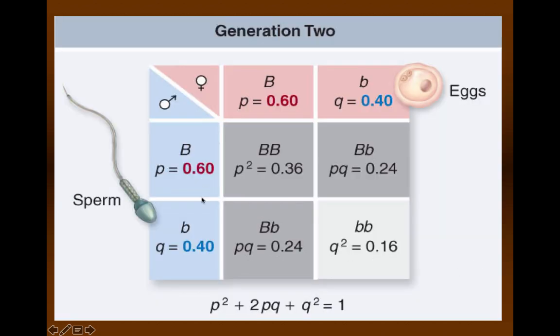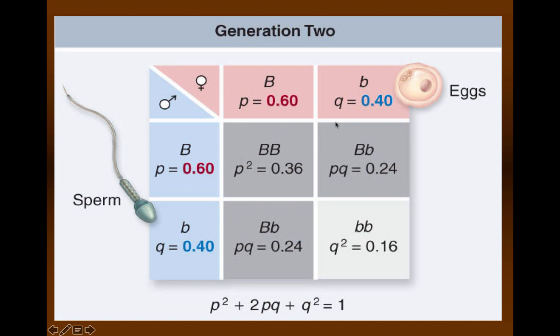So 60% here, 40% here. Same thing with the egg cells, 60% here, 40% there. And so what we do is we then figure out the frequencies or the probabilities of each one of these sperm cells fertilizing any one of these egg cells up here. So 0.6 times 0.6 leads us to predict that in the next generation of house cats, 36% of them should be homozygous dominant.